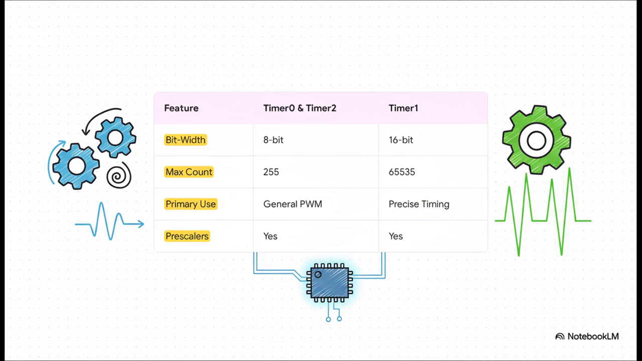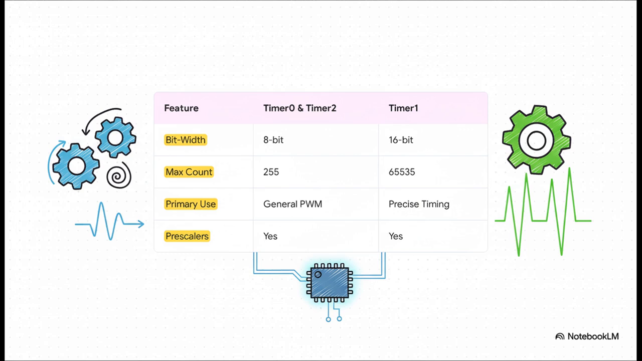It has dedicated hardware timers. There are 3 of them. Timer 0 and Timer 2 are 8-bit, meaning they count from 0 to 255. They're great for most things. But the real powerhouse is Timer 1. It's a 16-bit timer, so it can count all the way up to 65,535. That higher number means you get much, much finer control over your timing and PWM signals.